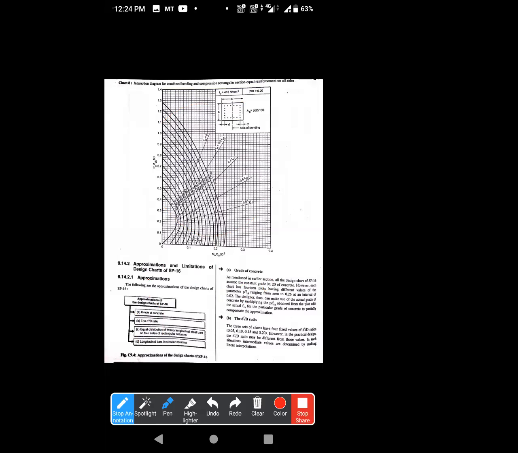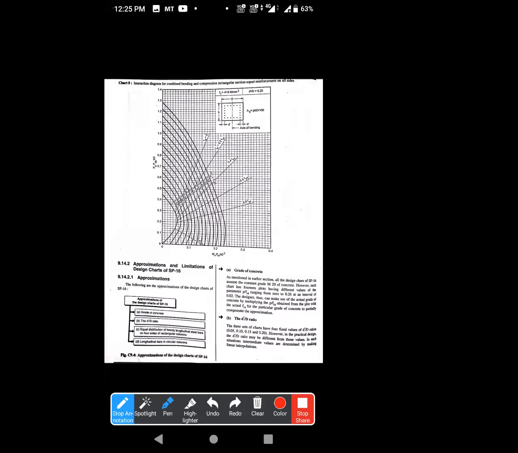Okay, now d dash upon d. There are three sets of charts having four fixed values of d dash upon d ratio, which we have seen. D dash upon d first value 0.05, 0.10, 0.15, 0.20. However, in the practical design, the d dash upon d ratio may be different from those values. Okay, in such situation, intermediate values are determined by making linear interpolation.